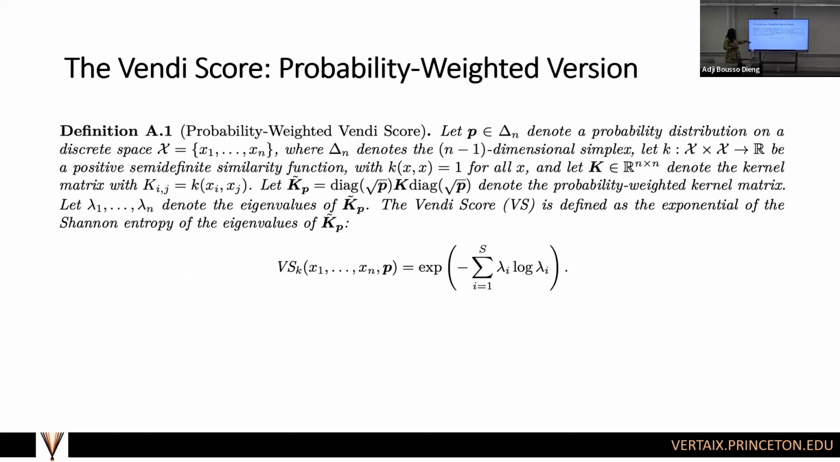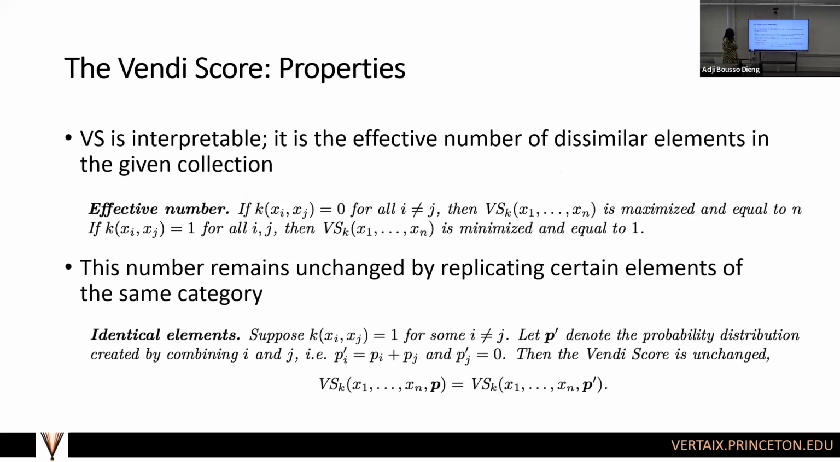We extend it to the probability weighted version. This is the case where your samples aren't all weighted the same, and there's a probability distribution over them. What changes in the setup is that the similarity matrix is now defined by weighting it with the probability assigned to each of the observations. We won't deal with this case in the presentation, but it is an extension. So what you get is that it's the exponential of entropy, it's a Hill number, it's interpretable: it's the effective number of dissimilar elements in the collection.